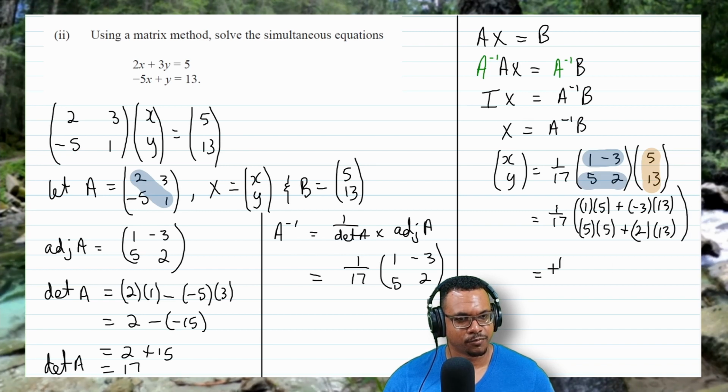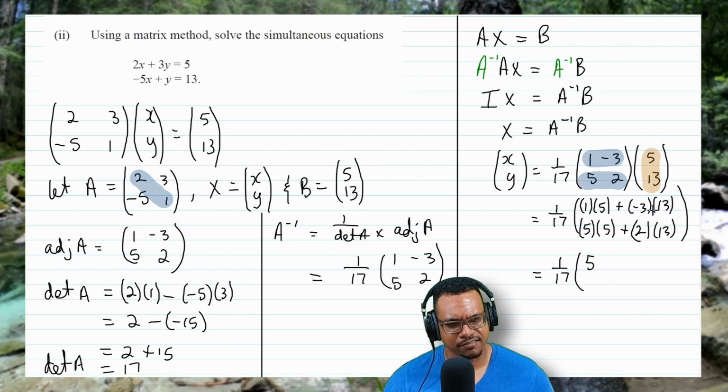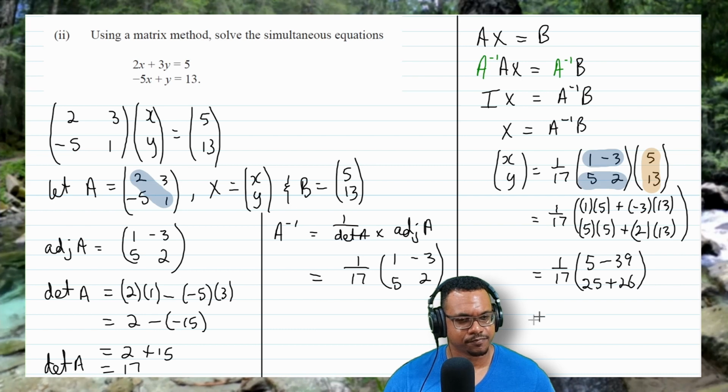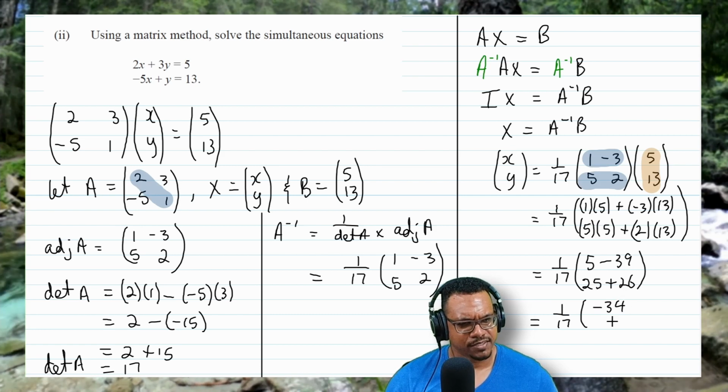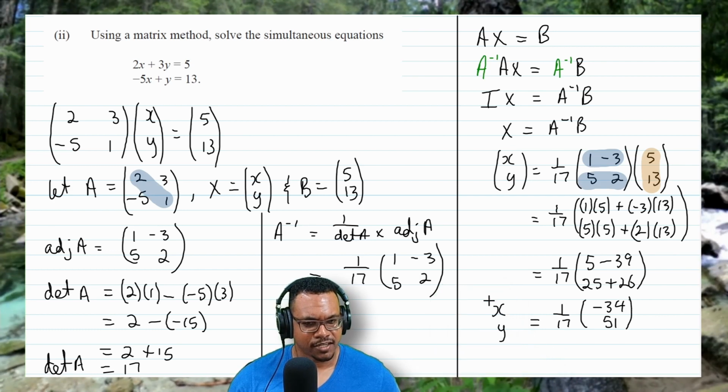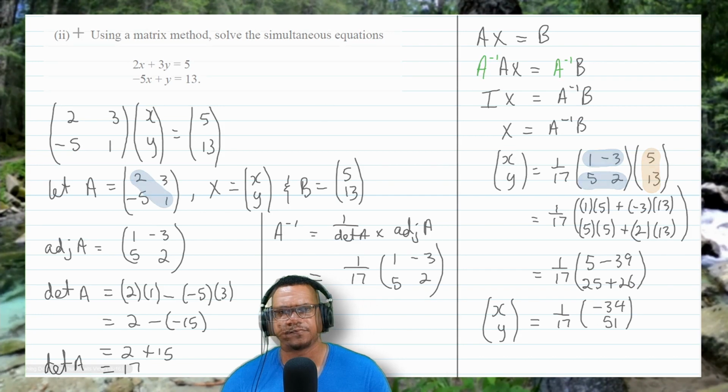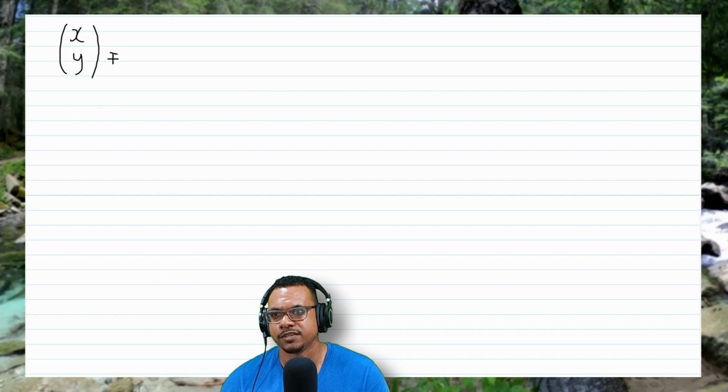Okay, so that's 1 over 17 times 1 times 5 is 5. Then 3 by 13 is negative 39, and we're going to add negative 39, so that's going to subtract 39 one time. 5 by 5 is 25, and 2 by 13 is 26, so plus 26. So that's 1 over 17 times, all right, 5 take away 39 is negative 34, and 25 plus 26 is 51. All right, so this is what XY will be equal to, and I'll go to the next page and continue this.